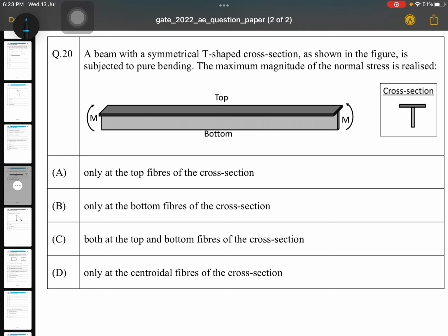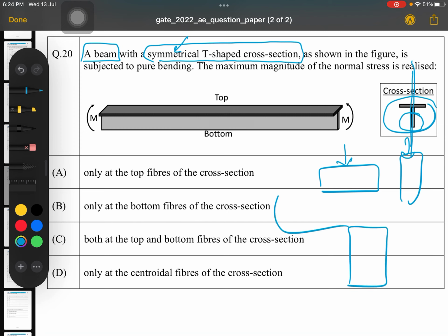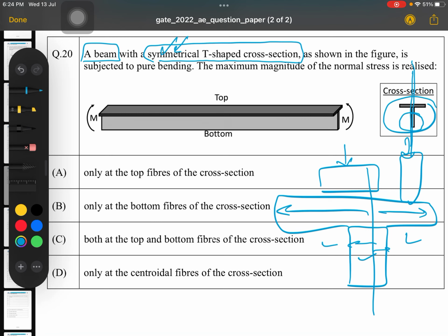Now see here, a beam is given. First of all, you should know what kind of structure is known as a beam or a column. A beam is loaded laterally, columns are loaded axially, right? With a symmetrical T-shaped cross section. Now the question comes, what is a symmetrical T section? This is very important. This T section is symmetrical, but why? Because if you draw a vertical line through the web, intersecting it exactly at the middle, then the length of the flange on this side and on this side should be equal. Only then will you say it is a symmetrical T-shaped cross section, right?